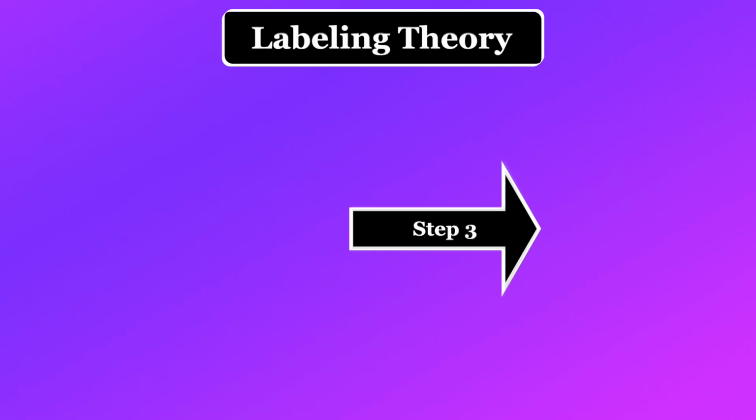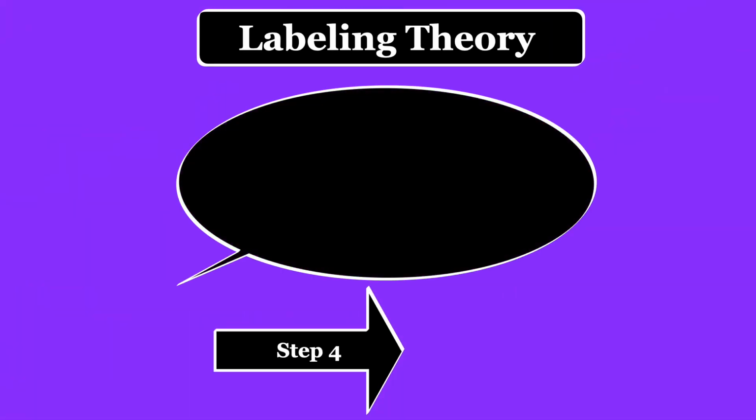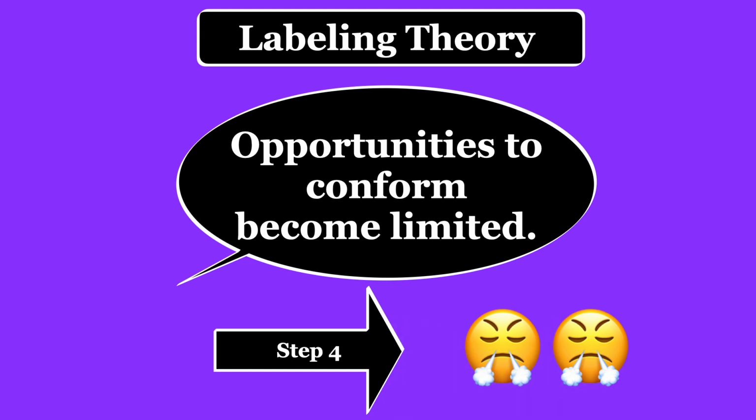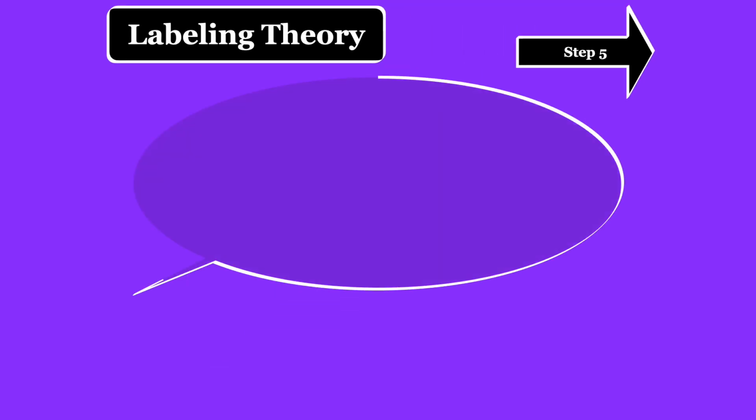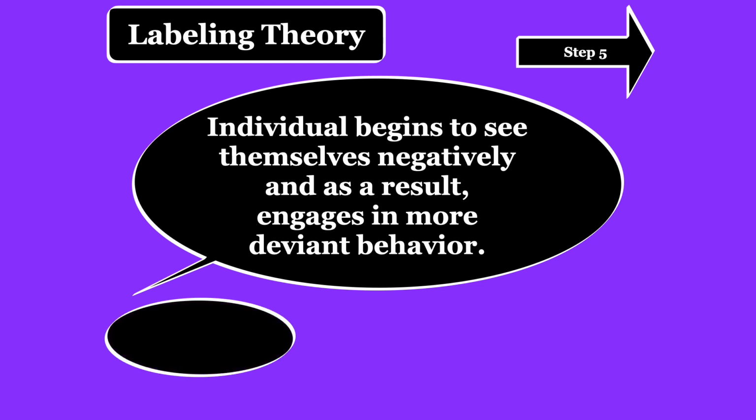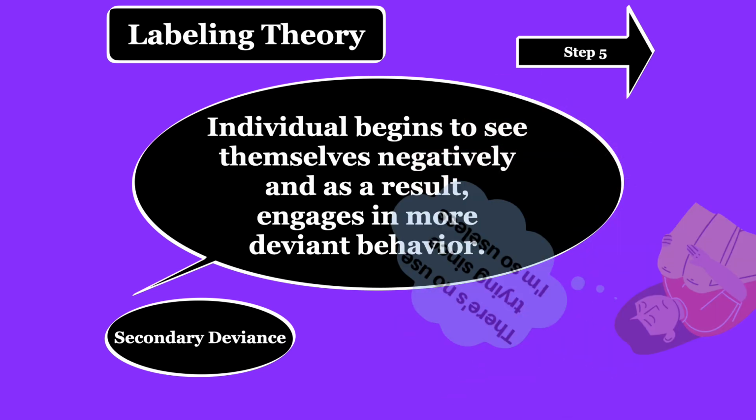Then step 4 is, as a result of this labeling of a person, whatever negative label we are attaching to them, their opportunities to conform become limited. As a result of this labeling, people start to pull back from this individual. People don't want to hire that individual. They don't want to rent an apartment to that individual. They don't want their kids playing with that individual or with that individual's kids.